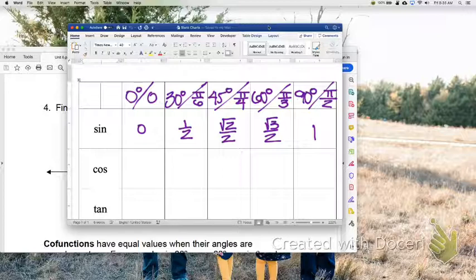Sine runs from 0 to 1. Let me show you a quick pattern here. This is not the cosine values. I'm just writing something down.